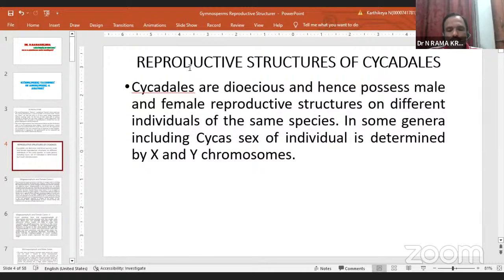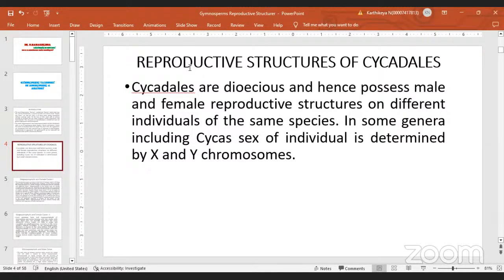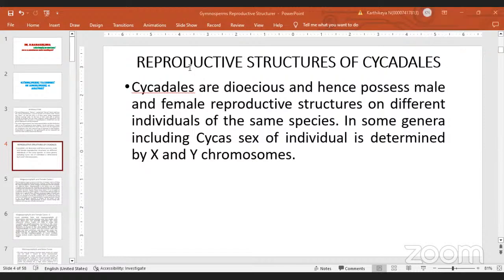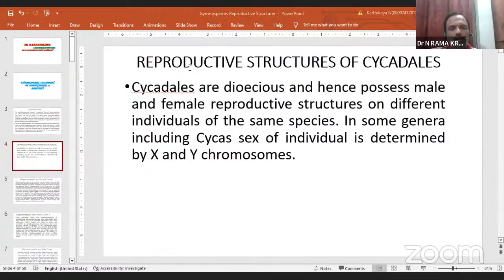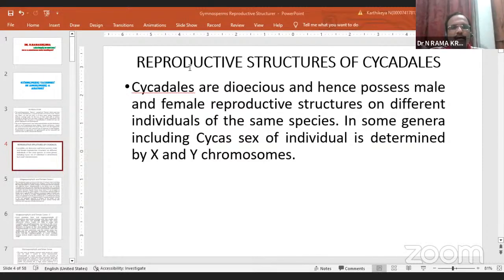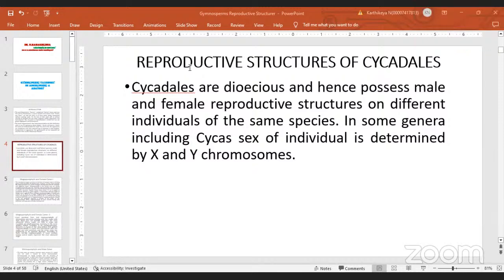First, we already know very well the gymnosperms are heterosporous. The gymnosperms all are homosporous or heterosporous? Heterosporous, sir. What is the meaning of heterosporous? The male and female spores are different in structure, microspores and megaspores. That's why we call it heterospory.